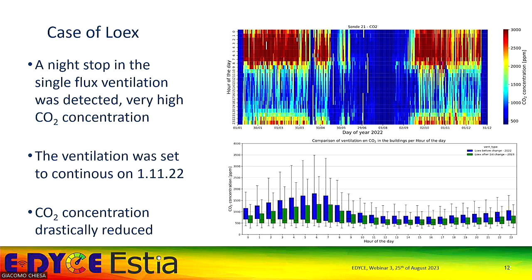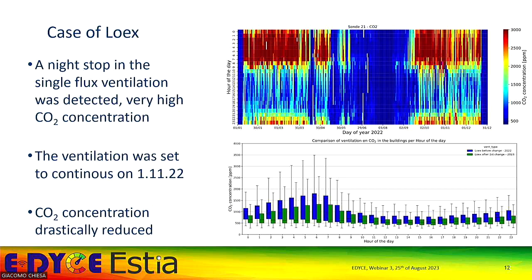We realized that there was a night stop in the ventilation system. So by the time we discussed with the owner and everything, we had it changed by the 1st of November 2022. And you can see already on the carpet plot here that on the right side, I mean, it improved, not at its best, but at least it's not reaching 3000 every night in the winter anymore.